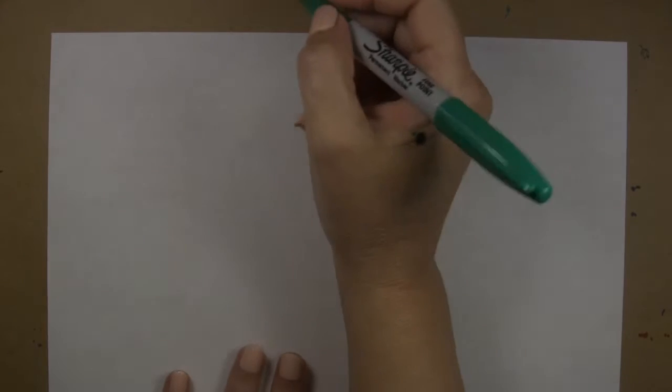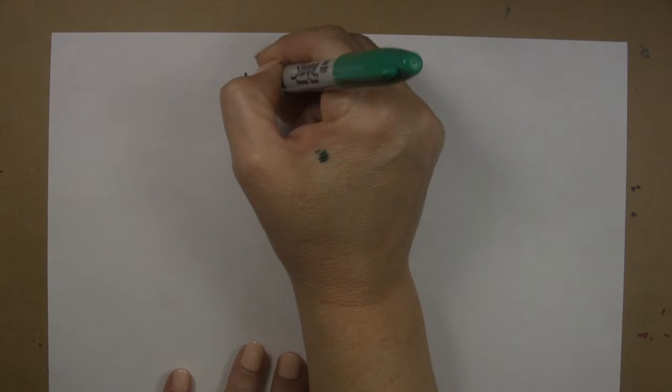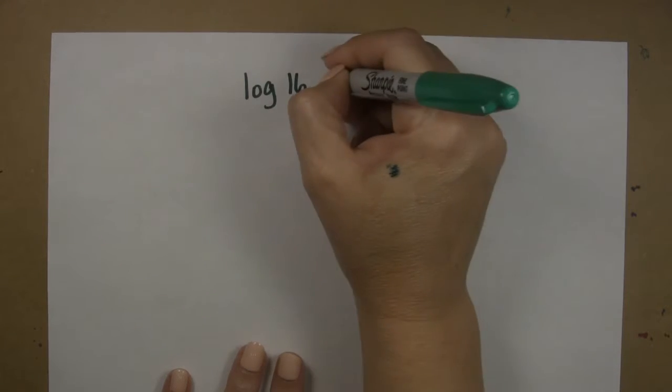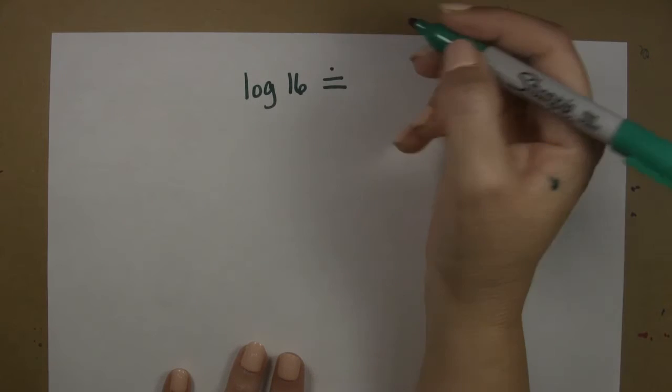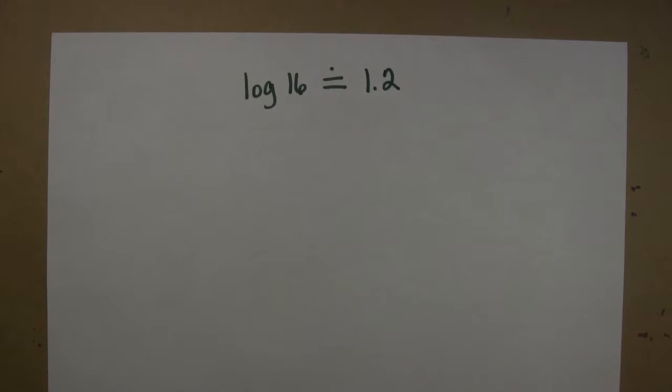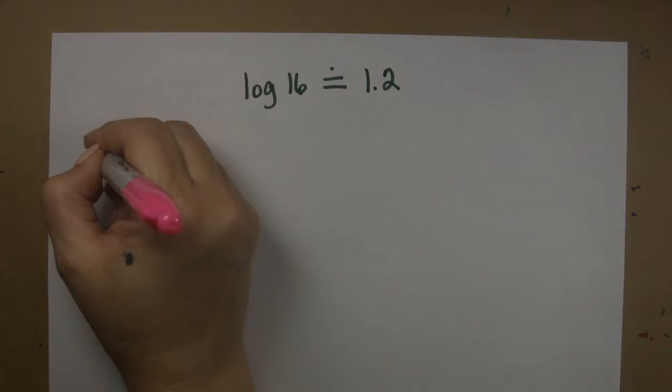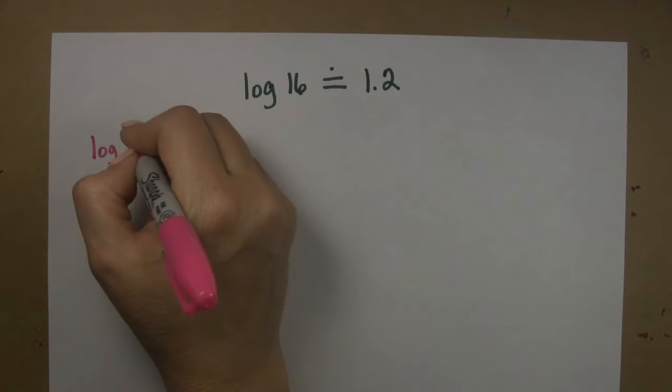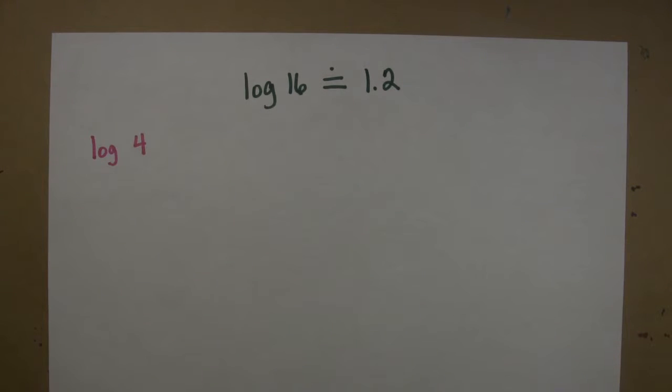Before we go, let's do one more round of examples. Let's say that you are stuck on a deserted island, and the only log that you remember is that the log of 16 is roughly 1.2. Okay, so why you remember that, I don't know, but you did. So let's calculate the log of 4. How would we do that?